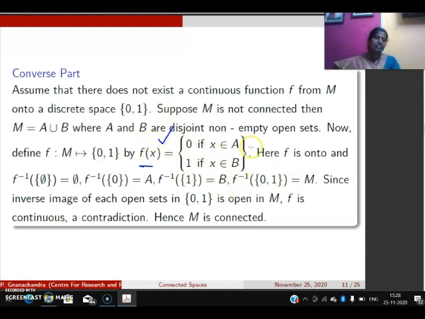Here f is onto. We can check this function is obviously onto. Also, the inverse image of the empty set is empty, F inverse of 0 equal to A, F inverse of 1 equal to B, and F inverse of {0, 1} equal to M. So, the inverse image of each open set is open, therefore F is continuous. This is a contradiction, because we assumed that there does not exist a continuous function.